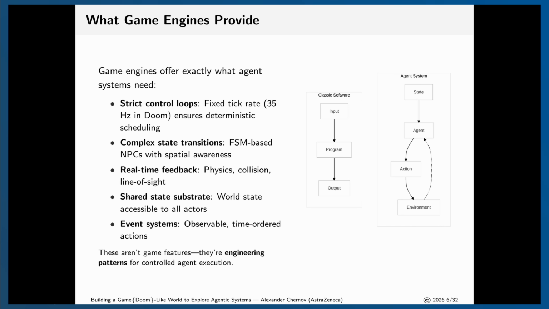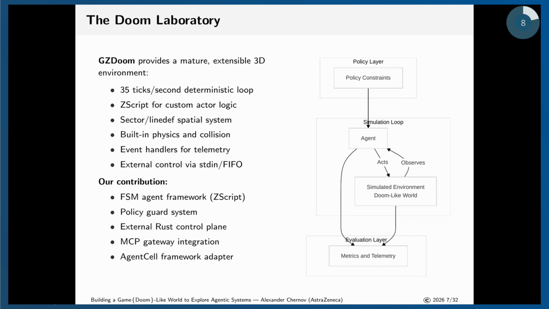In classic software, the system is basically simple: we have input, we have a program, and we have output. But in the agent system, we have state, agent, action, environment, and a loop back. So it's actually kind of a self-learning implementation.